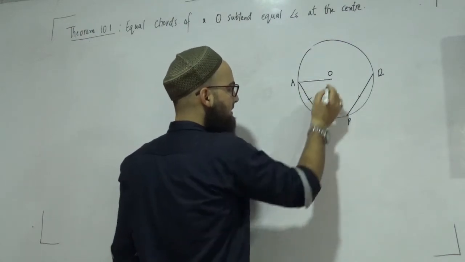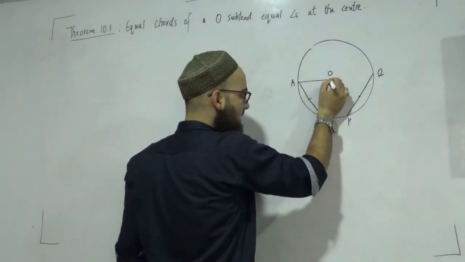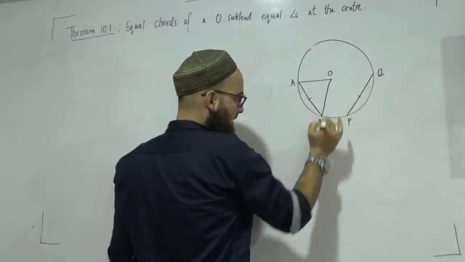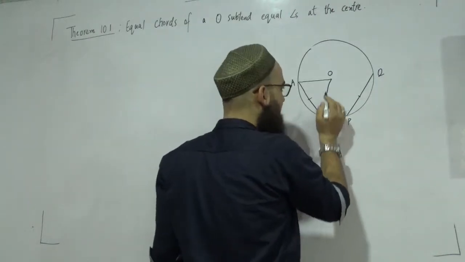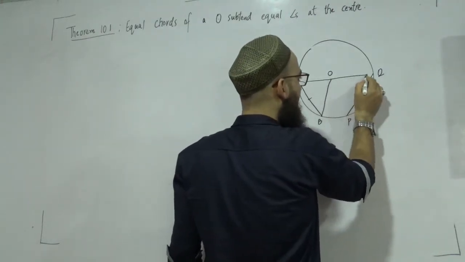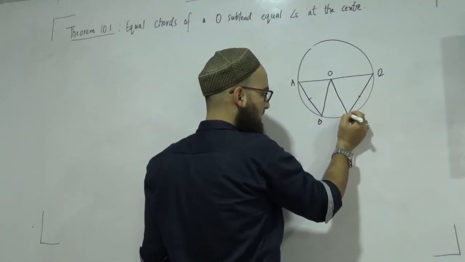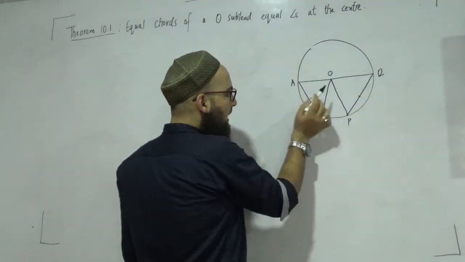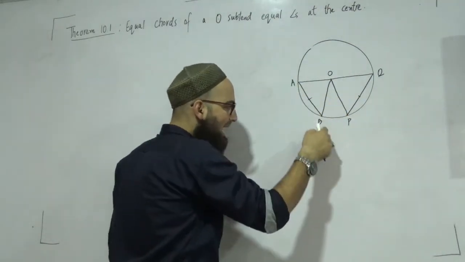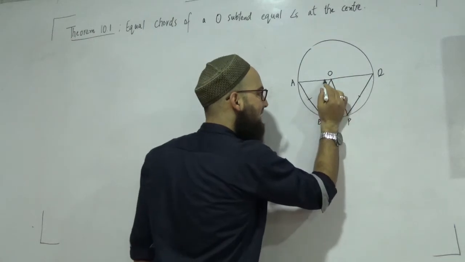Angle subtended by the chord means, if I join this, OA is the radius. If I join this, and this. Now, the angle subtended by AB at the center is this angle.